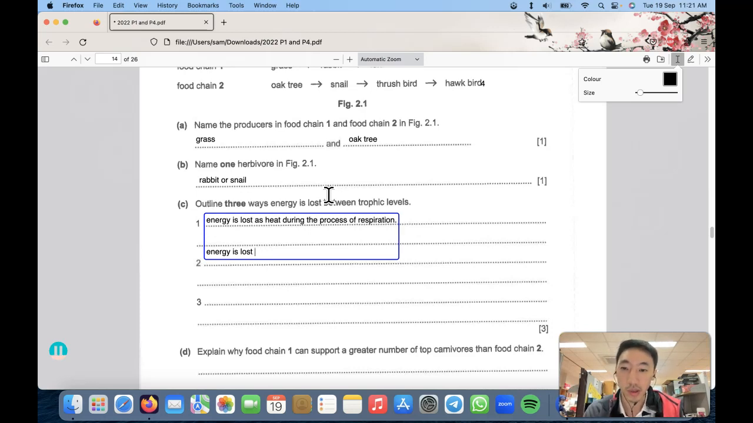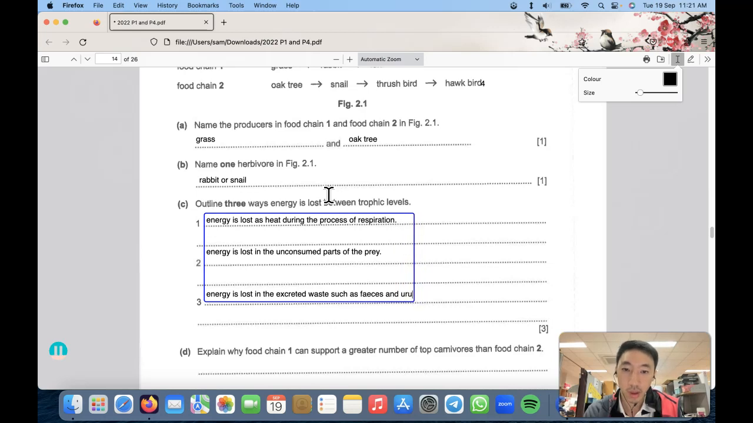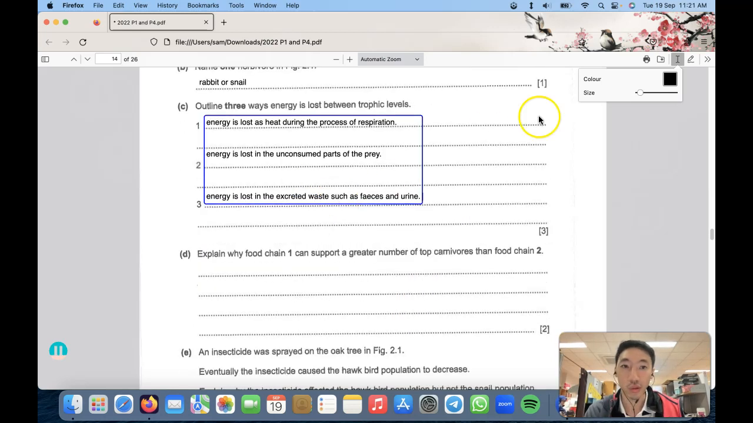Okay, energy is lost in the unconsumed parts of the prey. Energy is lost in the excreted waste, such as feces and urine. Okay, so 3 marks.